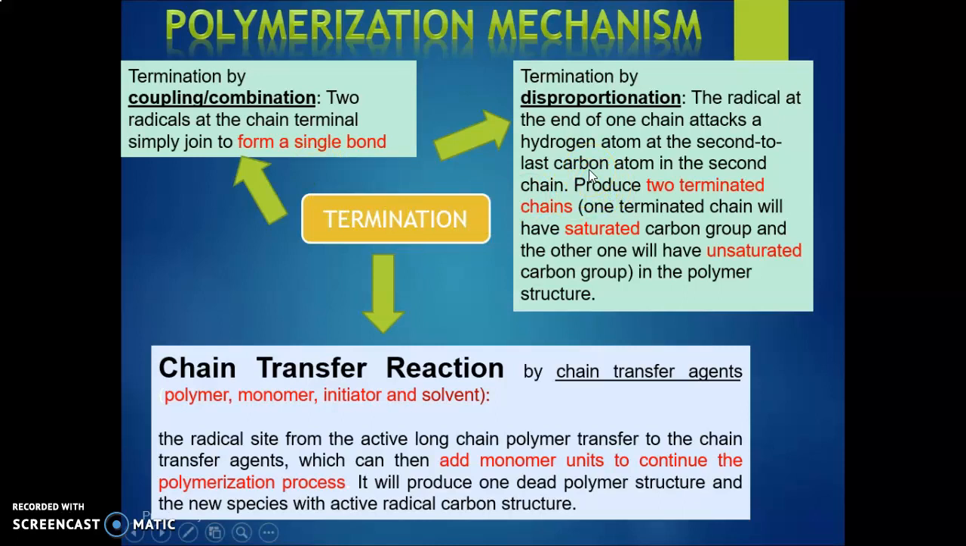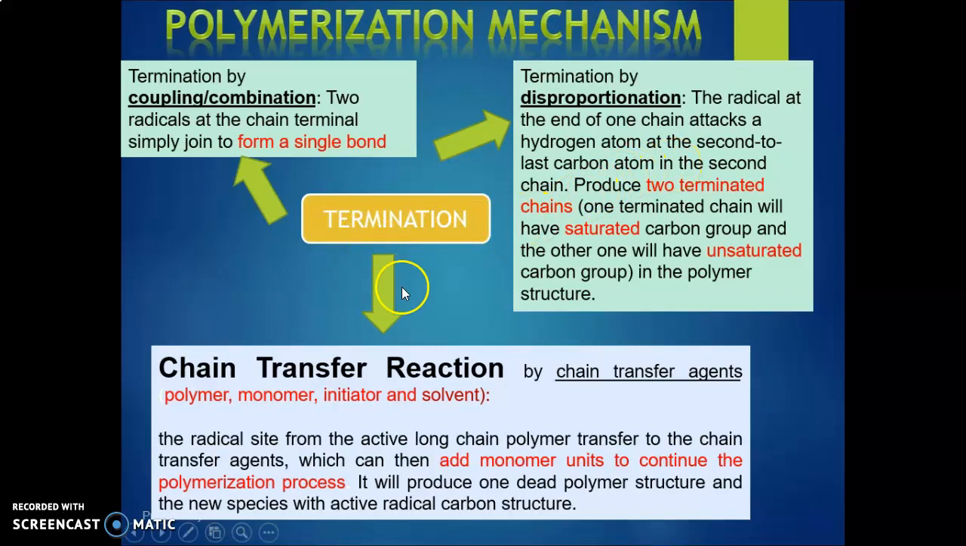For termination by disproportionation, the radical at the end of one chain attacks a hydrogen atom on the second to last carbon atom in the second chain. It produces two terminated chains, one saturated and the other unsaturated.